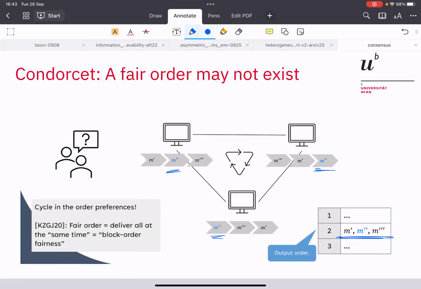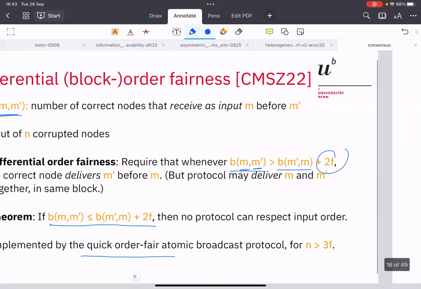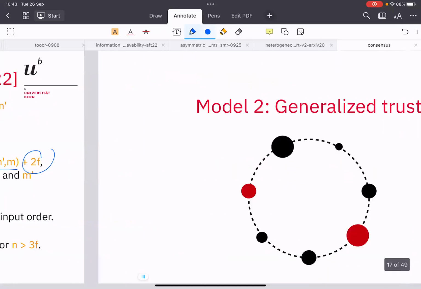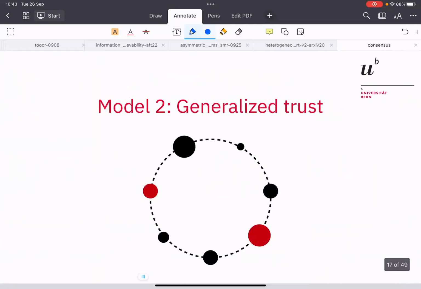Questions? No. Let's go to something else then, about the models. Who remembers this generalized trust model, that not all nodes have the same influence? So let's look at this now.